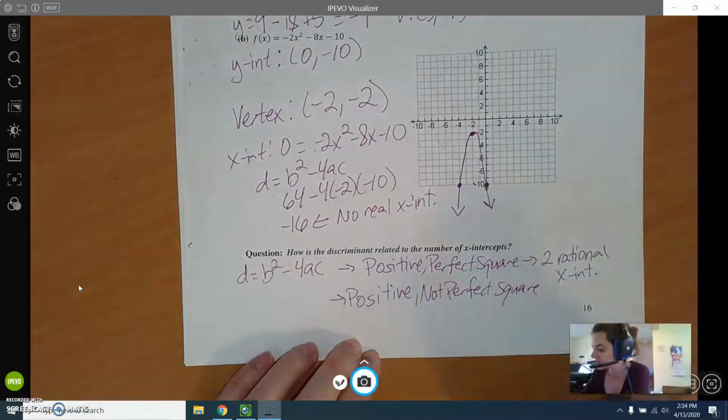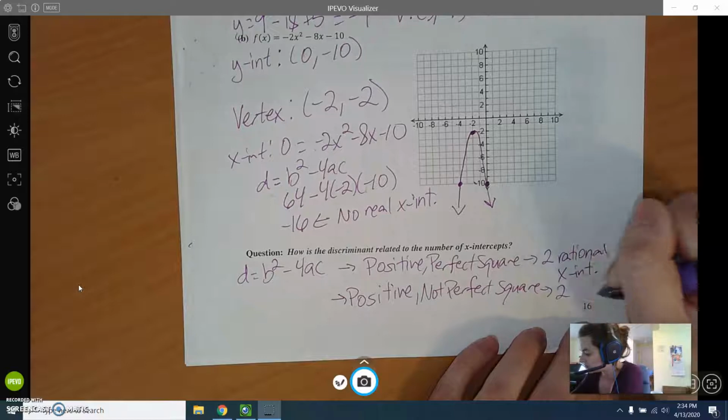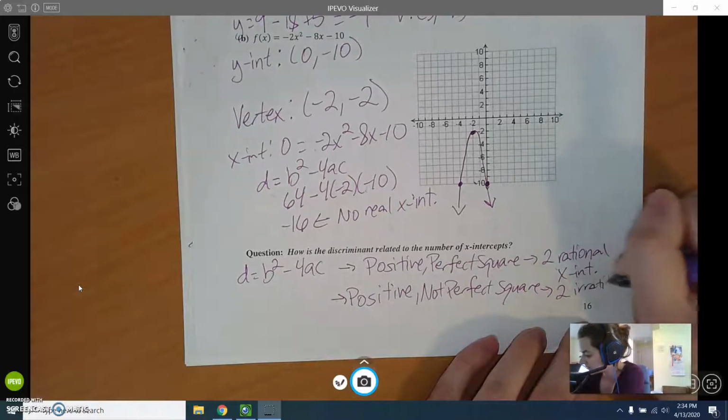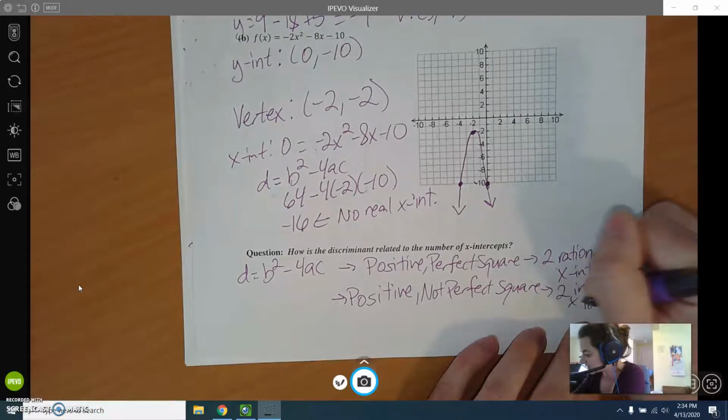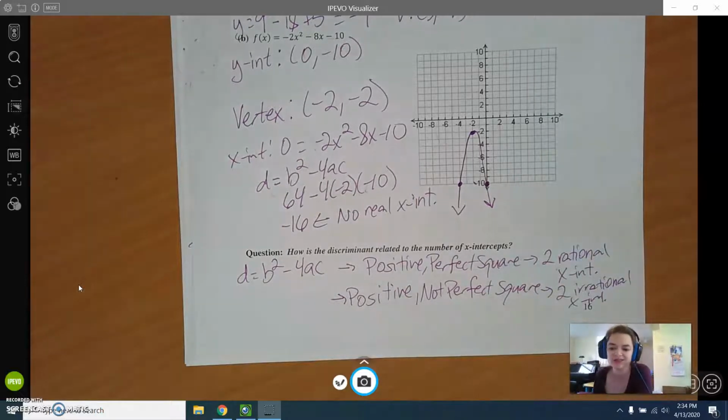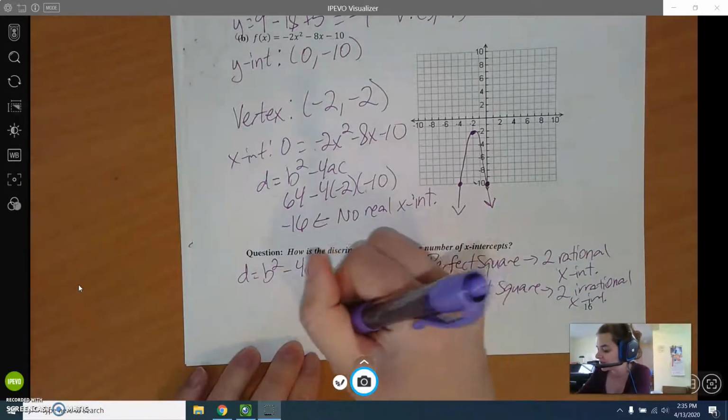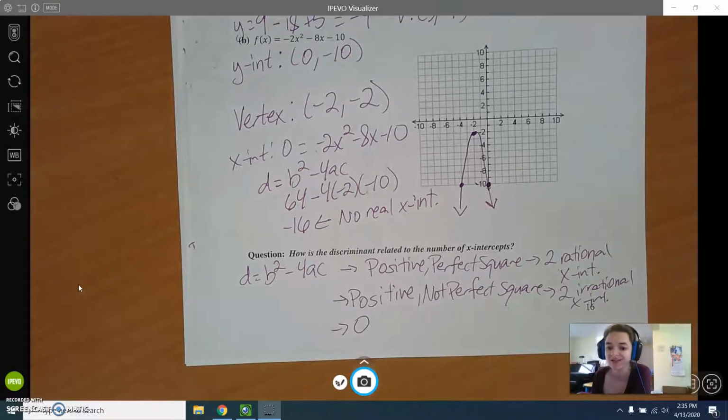Okay, so we're talking about positive, not a perfect square. You're going to have two irrational x-intercepts. And if you want, you could find those irrational x-intercepts, get a decimal approximation, and plot that if you want to. My math lab, of course, won't let you, because it likes nice, pretty integer points. But that is a possibility if you're graphing something by hand, or you just want to know where it crosses the x-axis.